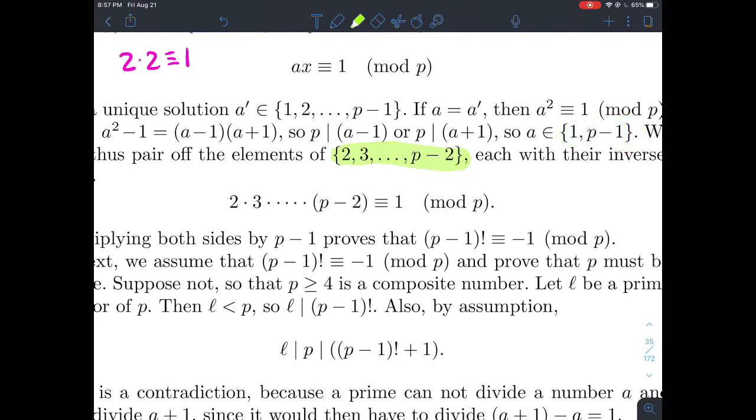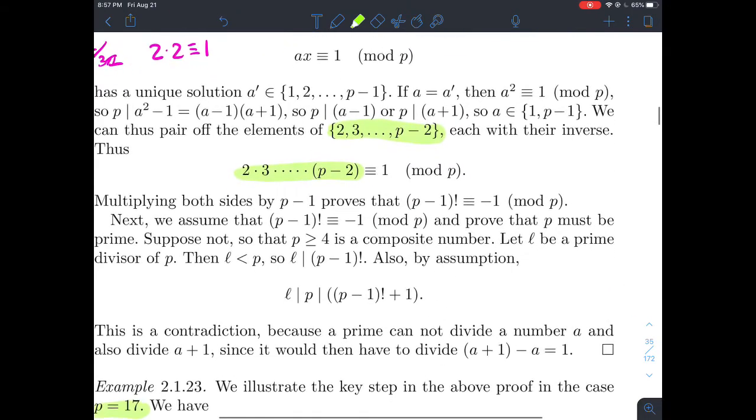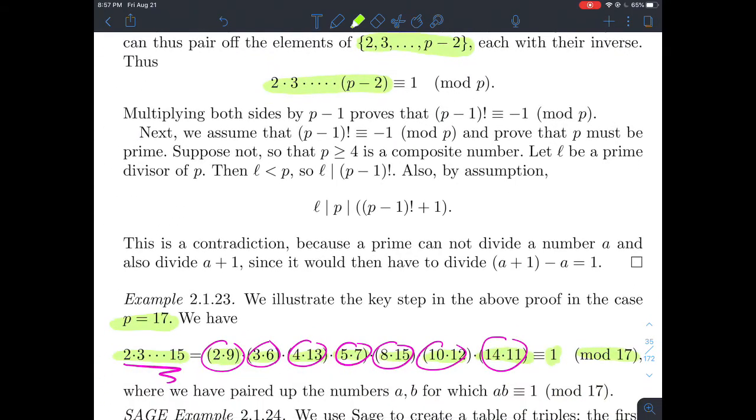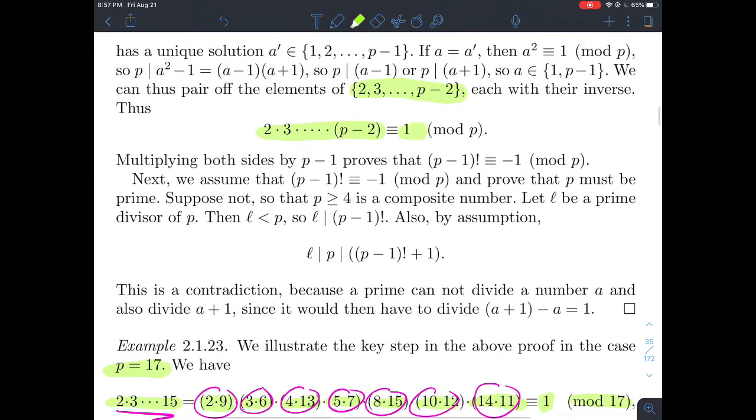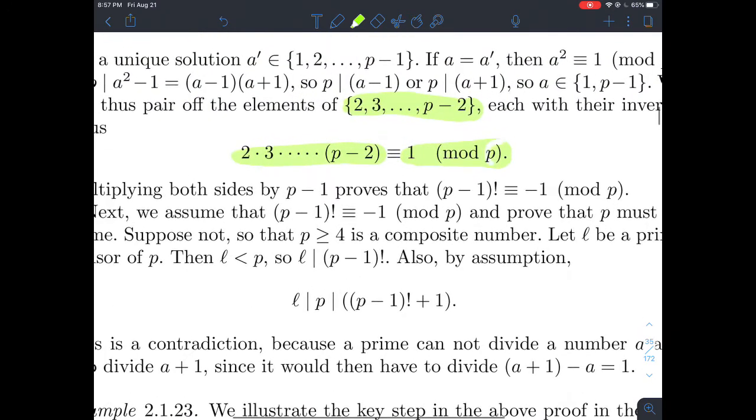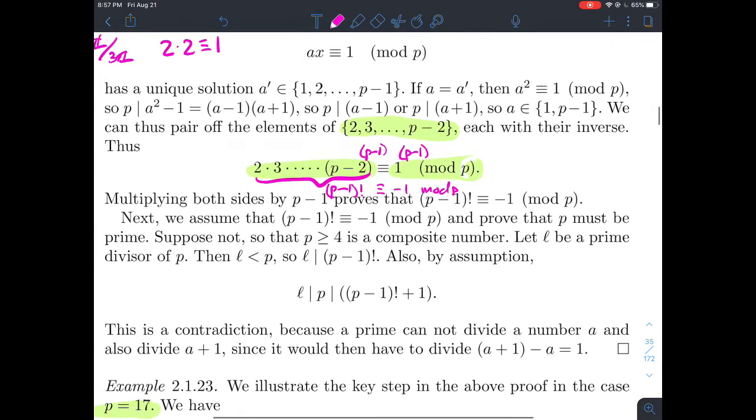So at this point in the game, what do I know? I know that when I multiply these numbers together, it's possible for me to group them with their inverse, just like we're doing down here in the pink, so that this product is equivalent to 1 mod p. And now the last thing that you would do is multiply both sides of this by p minus 1, so that when you simplify, this is p minus 1 factorial, and just recall that p minus 1 is congruent to negative 1 mod p. And that proves one direction of Wilson's theorem.